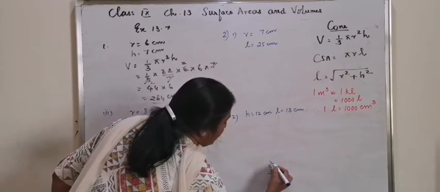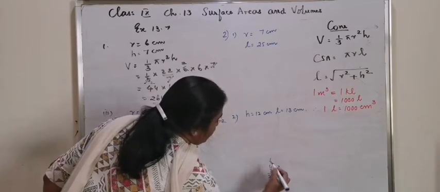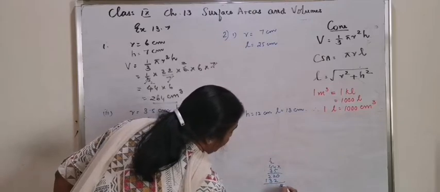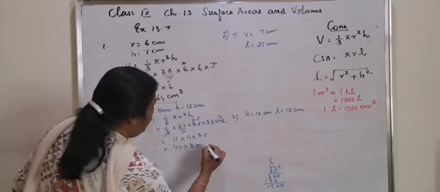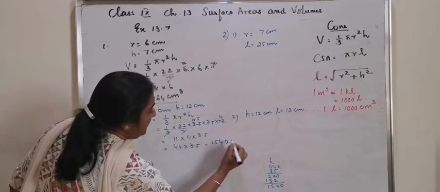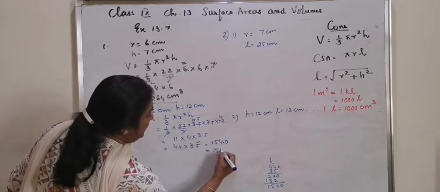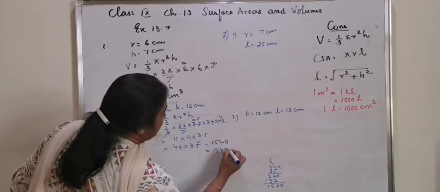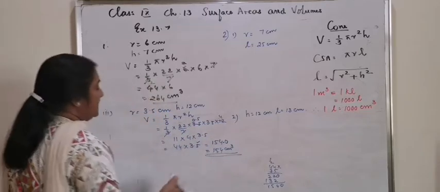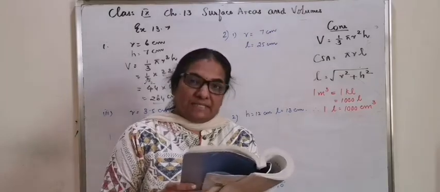5 4s are 20. 22. 4 3s are 12. 30. It is 1540 and 1 decimal place. So it is 154 centimeter cubed. That is the volume.